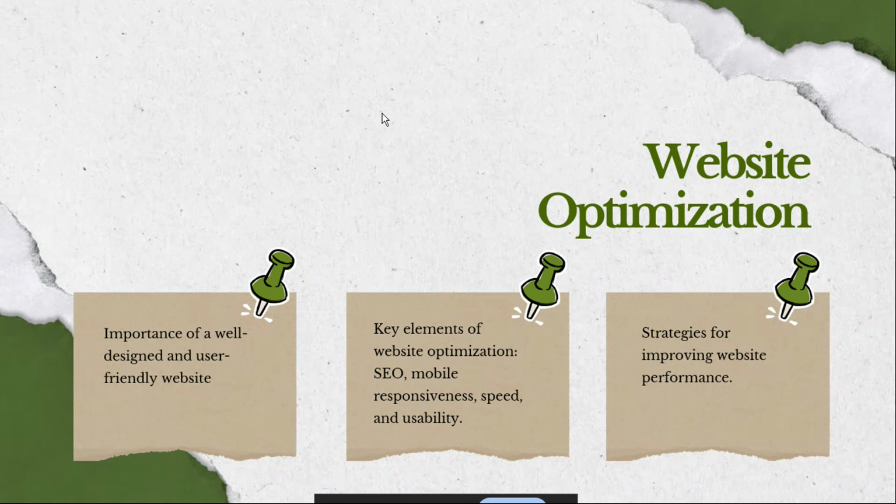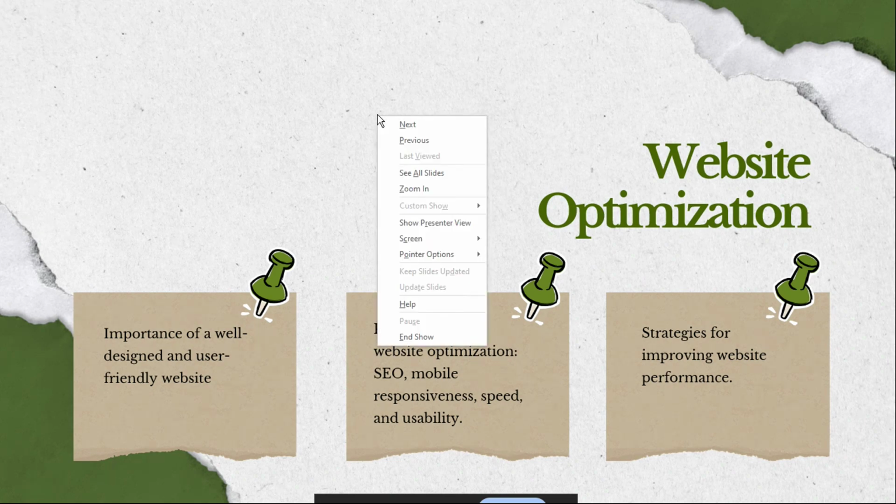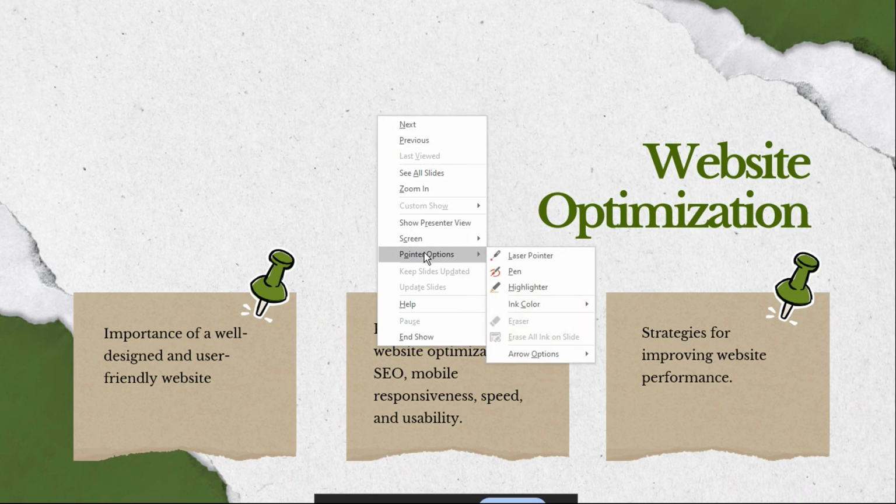While still holding Ctrl, right-click anywhere on the slide. A small menu will appear on the screen. From that menu, click on the Pointer Options choice. This is where PowerPoint gives you different pointer tools for presenting. After that, select Laser Pointer from the list.